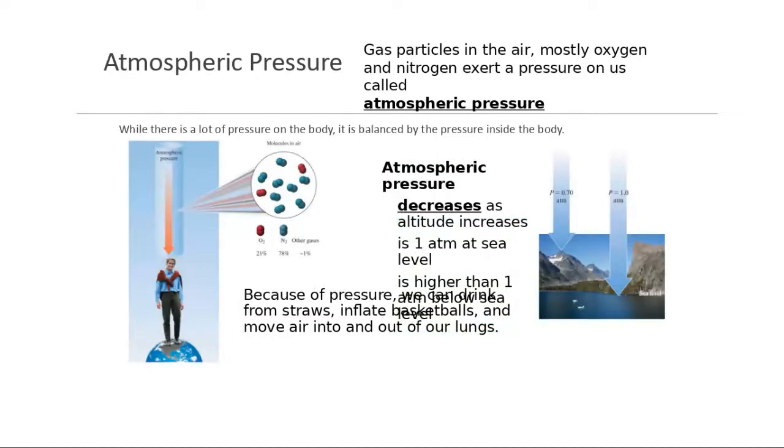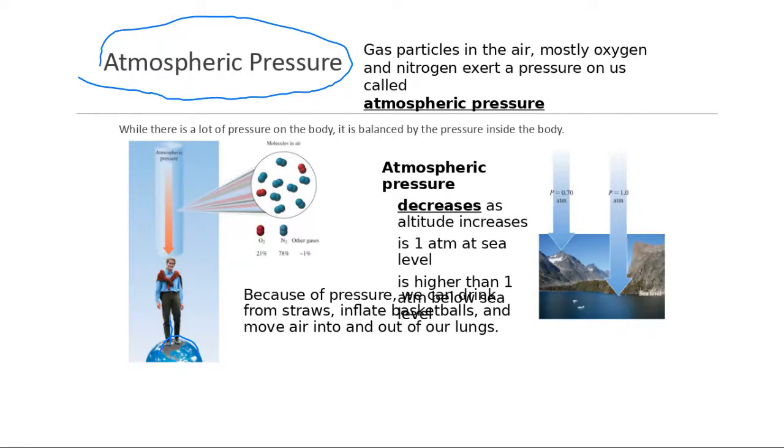What is the atmospheric pressure? This is the Earth, and we are living on the surface of the Earth. Above us, we have a column of gases because the Earth is surrounded by an envelope of gas. The gas particles in the air, mostly oxygen and nitrogen, exert a pressure on us. This pressure, which all these gases exert on us and all the living organisms on the Earth, is called atmospheric pressure.